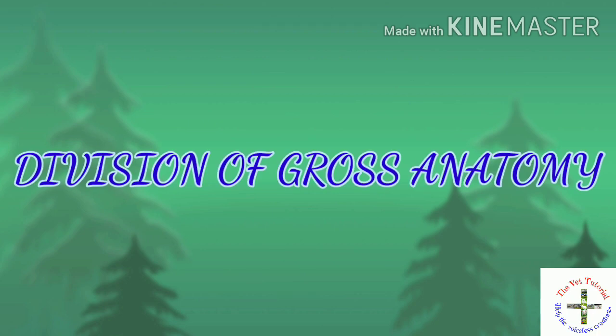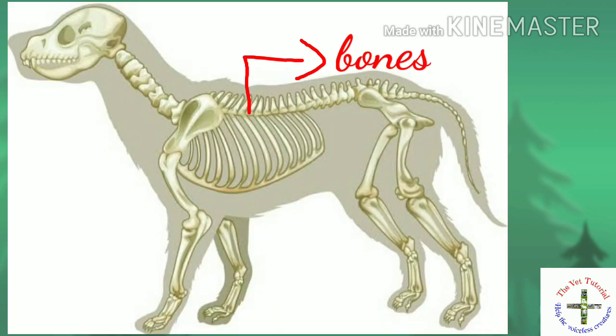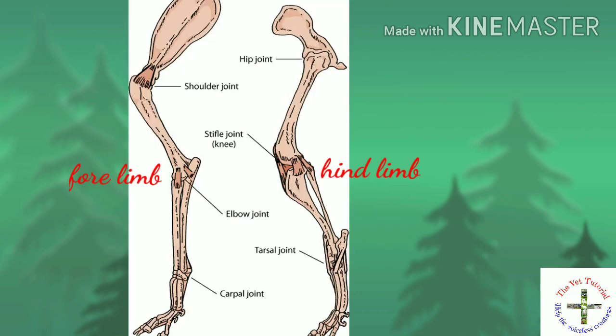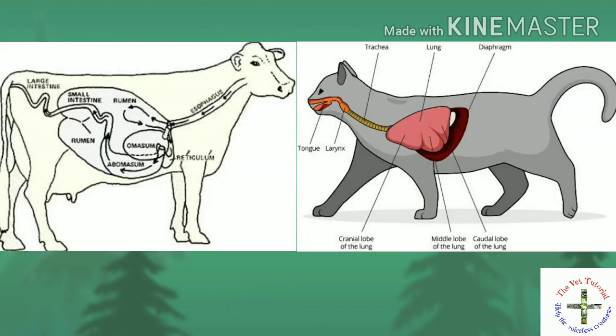And at the end of this video, I am going to discuss the divisions of gross anatomy. According to the study of different organ systems, gross anatomy may be divided into the following chapters. First is osteology, which means study of bones. Second is arthrology or syndesmology, which means study of joints. Third is myology, which means study of muscles. Fourth is splanchnology, which means study of visceral organs of different systems.